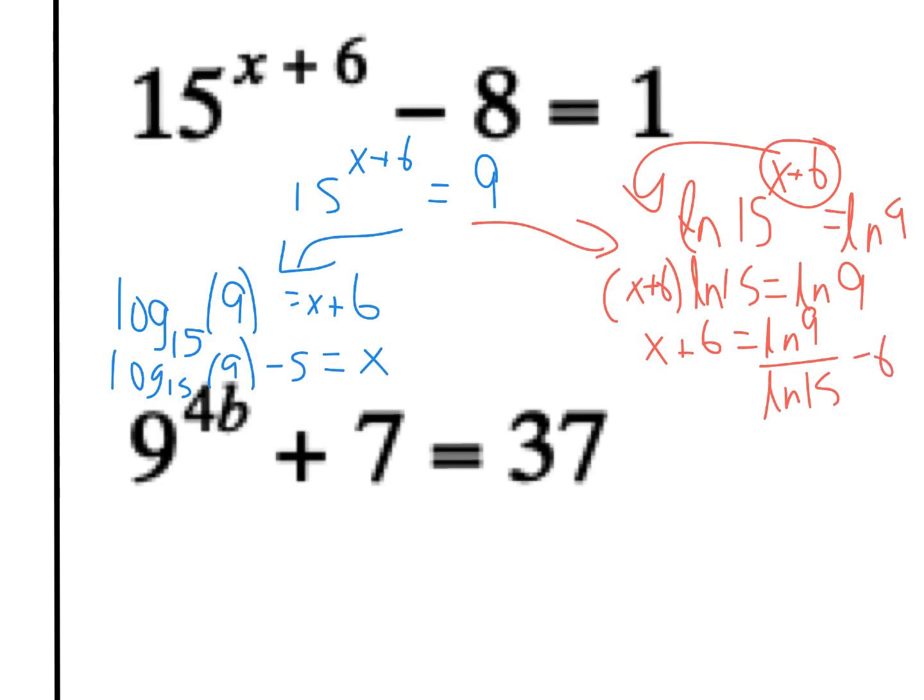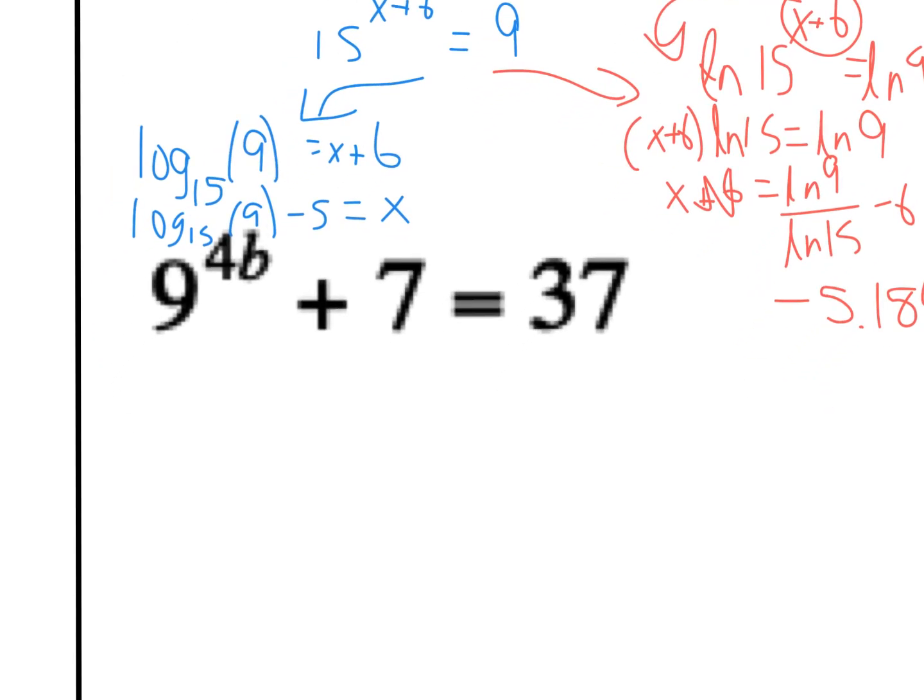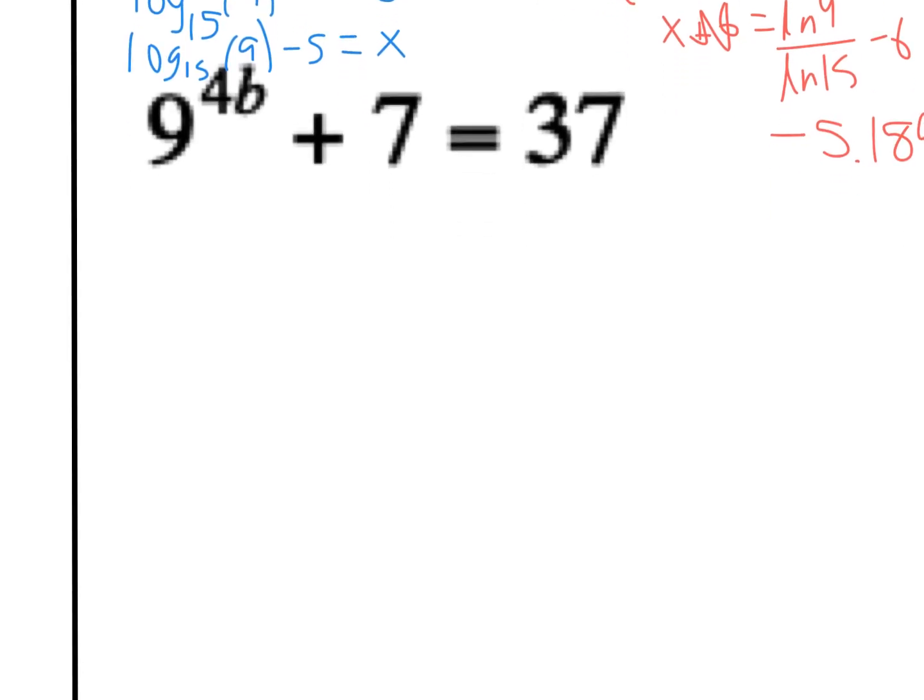And then subtract 6. So if I do that calculation on my calculator, natural log of 9 over the natural log of 15 minus 6, I get negative 5.189. You don't have to do both directions, but you needed to have an exact value. So both directions gave me exact values.